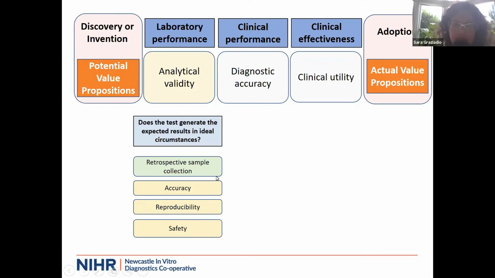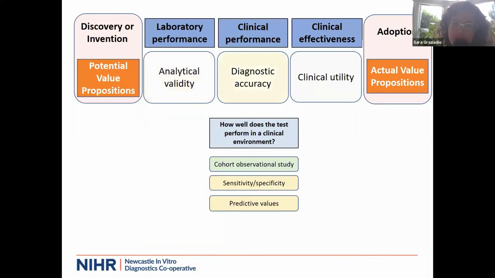So here is where you're really redefining and reworking your prototype, making sure it's getting the best possible chances to be successful in the next steps. The main outcome is accuracy, reproducibility, and safety. There is much more on that in the paper, if you want to look at it.